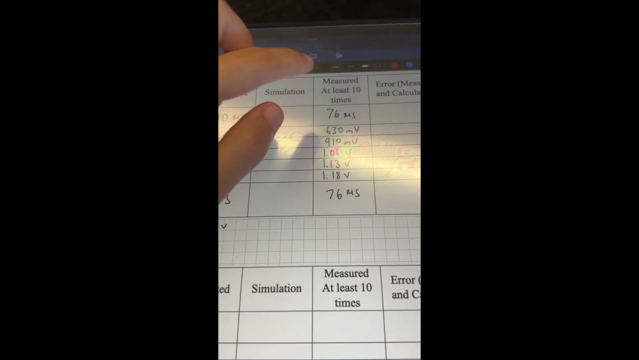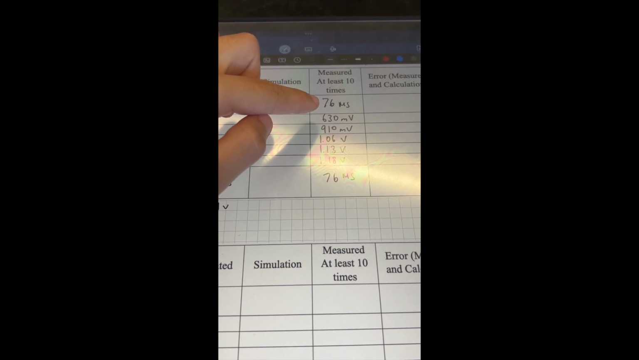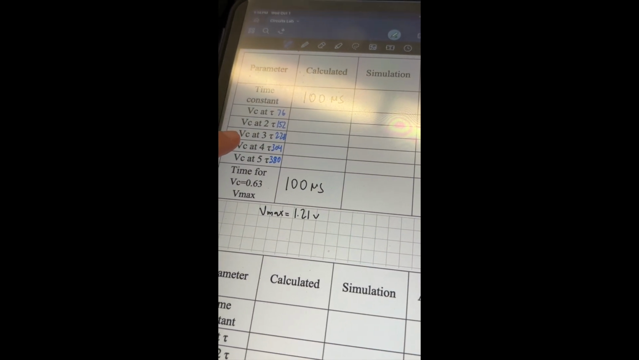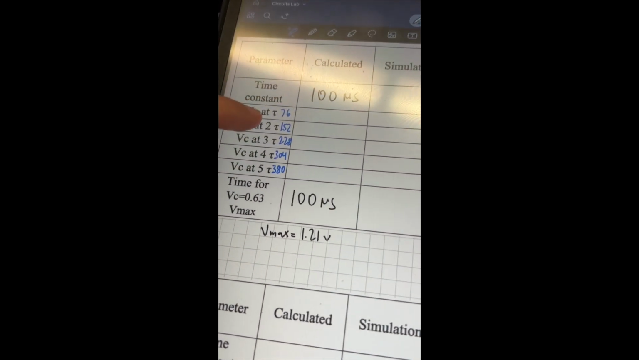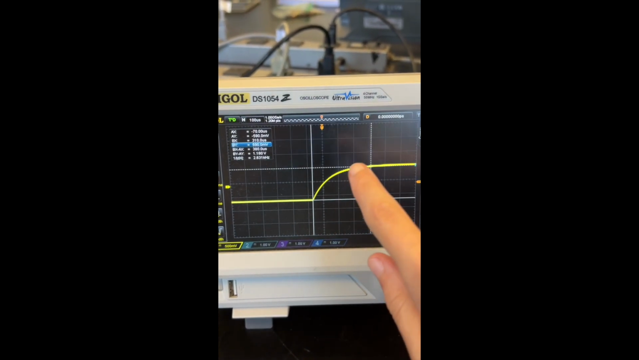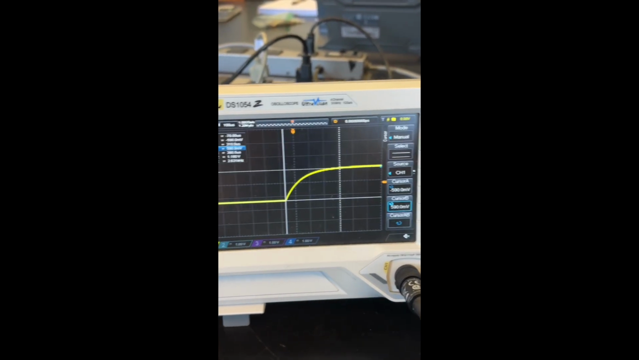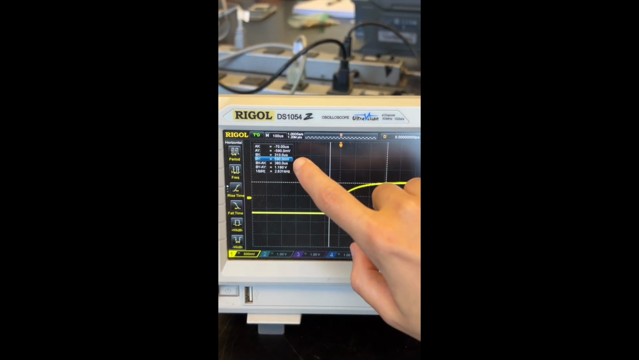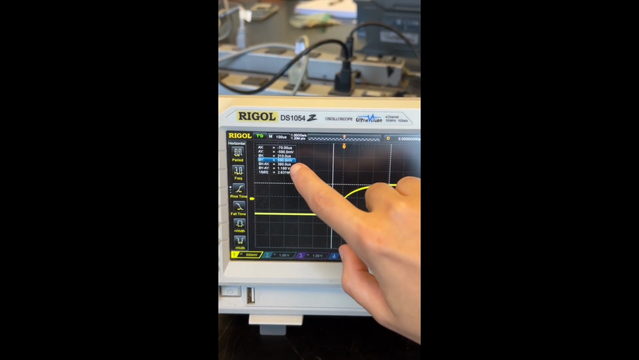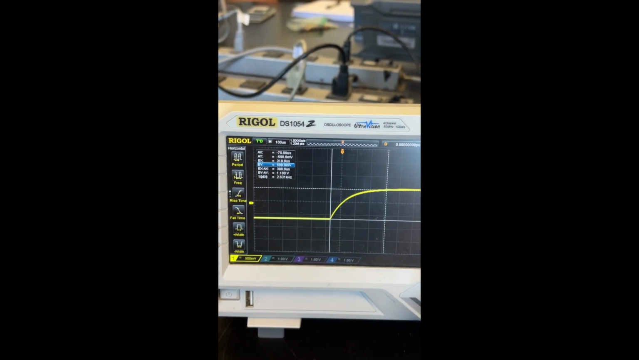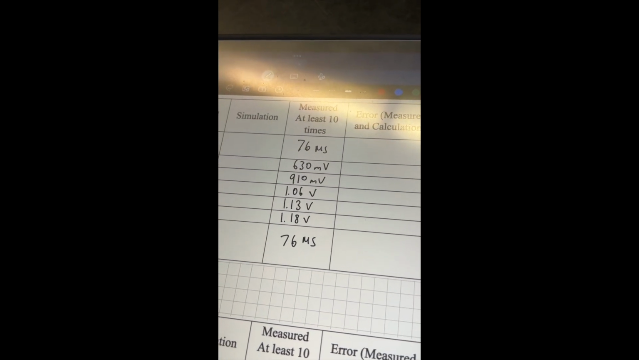I've measured that for me to be 76 microseconds, and so then I've just multiplied that times 2, 3, 4, and 5 and found the times. These are all in microseconds that I'm supposed to be measuring at. And I've just kind of gone my way up this curve by switching between the horizontal and vertical lines and then moving them to align with the proper time I want to measure at, and then it will give me the voltage once I move the horizontal line. So I have filled in all of my values right here.